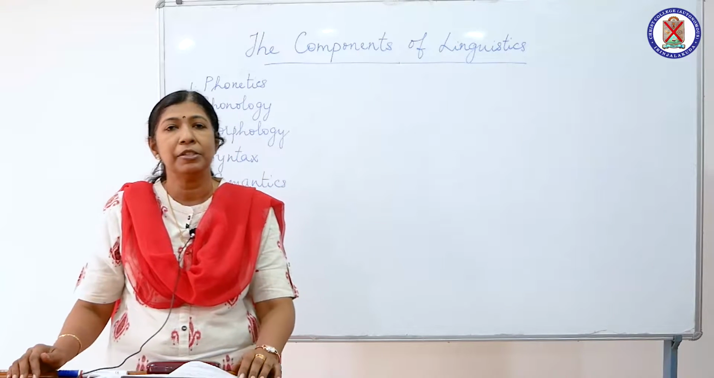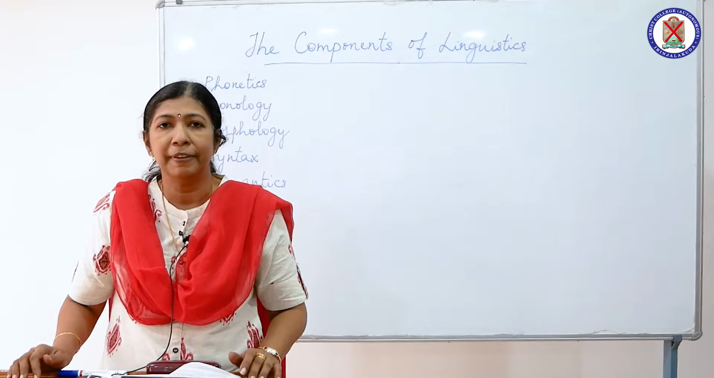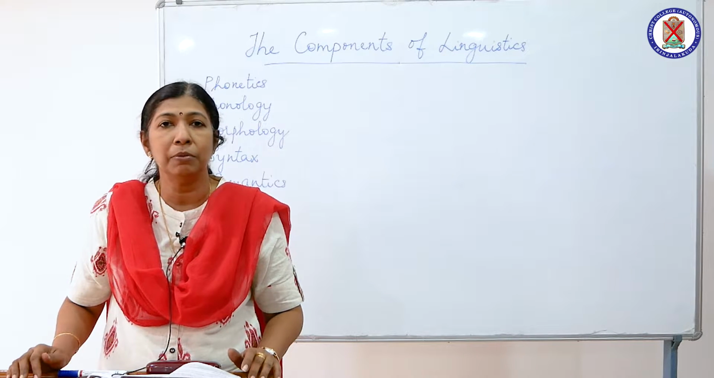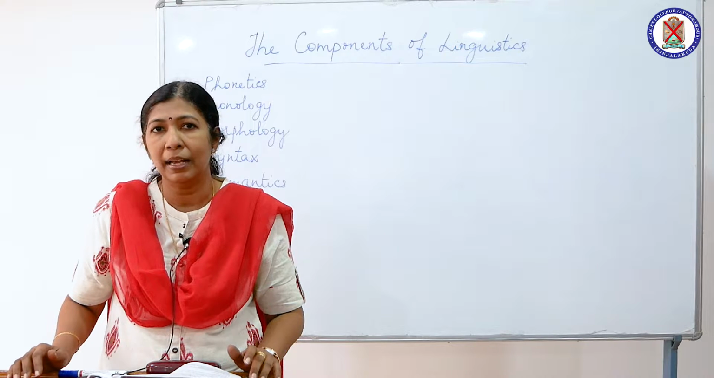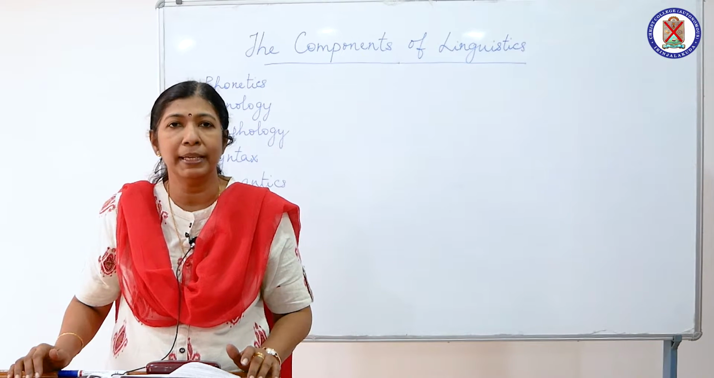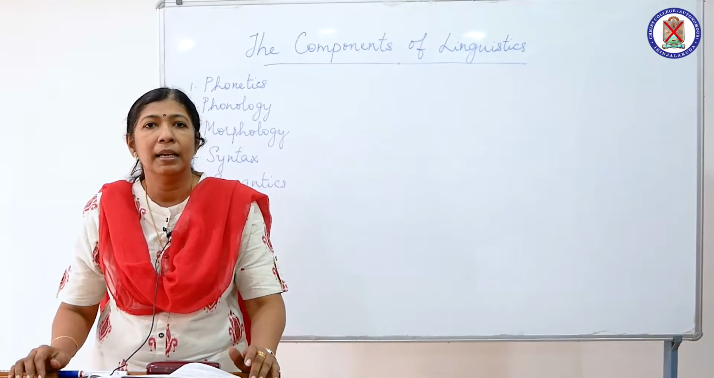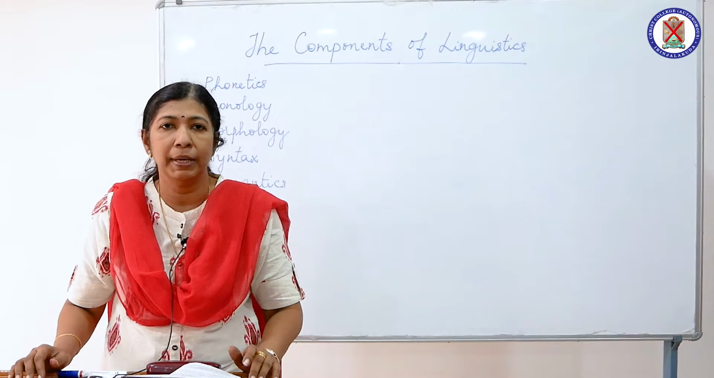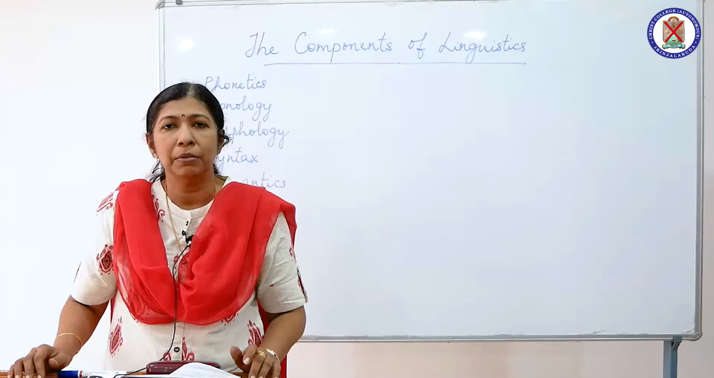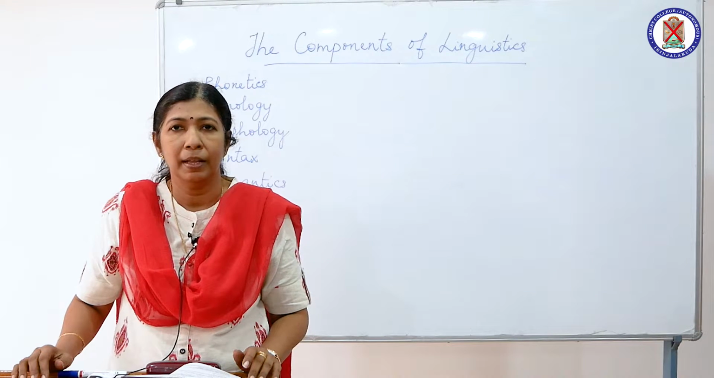In the previous sessions, we talked about the International Phonetic Alphabet. We looked at the speech sounds of English, that is in RP, the 24 consonants and the 20 vowel sounds. We also discussed language, linguistics, and communication. Today, let us talk about the components of linguistics.